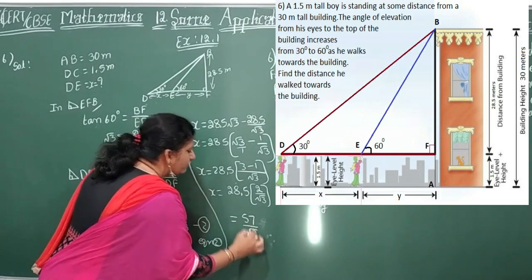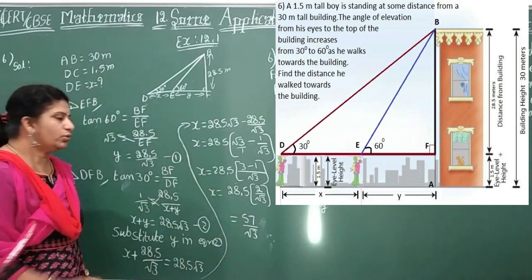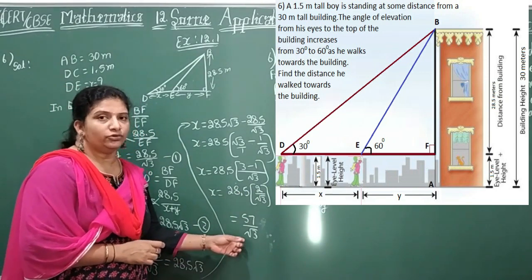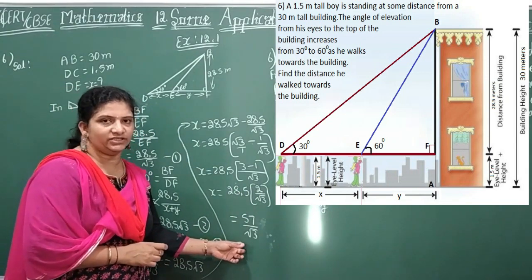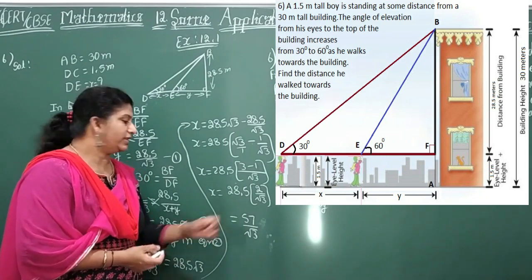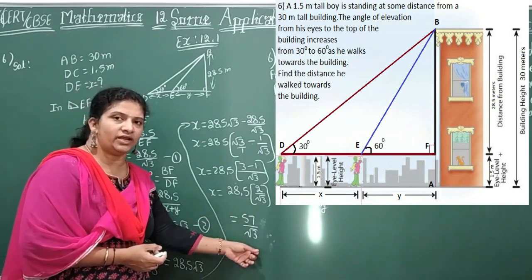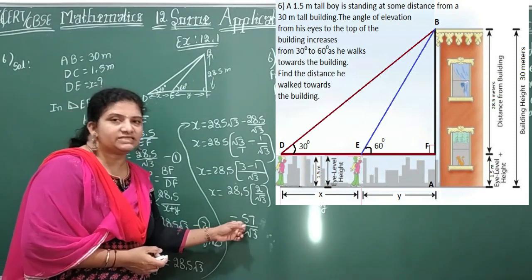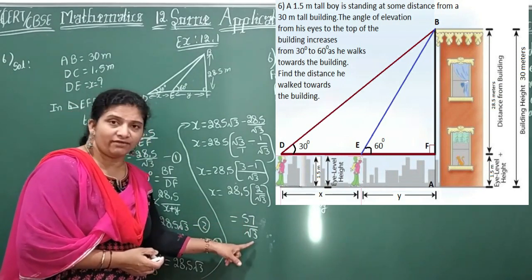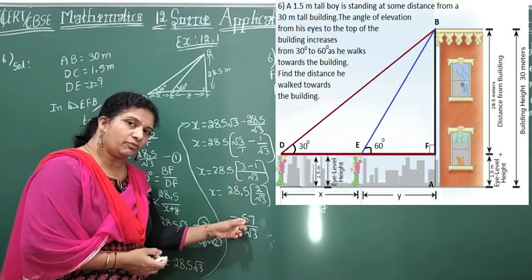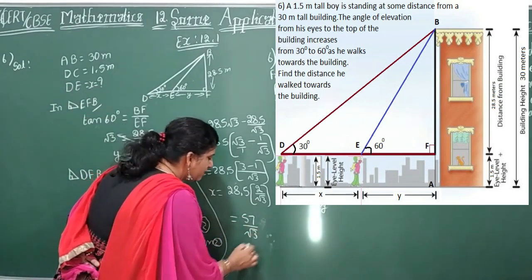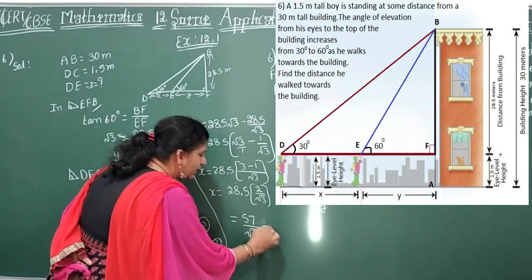It will be 57 by root 3. So I said this, children, denominator root 3, it should not be irrational. So what you need to do, either you may multiply numerator and denominator by root 3, or check the numerator: is it a multiple of what you have here, 3, right? Is it a multiple of 3 or not? You have to check. So let's see here, is this a multiple of 3?